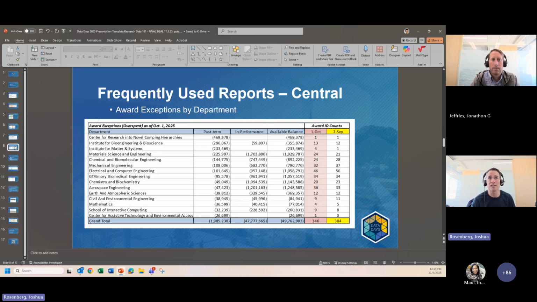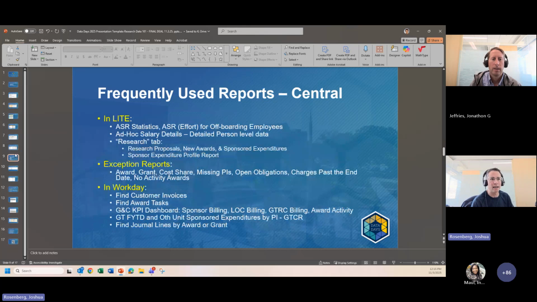The other thing I'm looking at is award ID counts over on the right. You can see it reads from right to left. September 2nd is in yellow and October 1 is in red. What I want to see is that the red column count is lower than the yellow column count, because that means that actions are being taken on these exception situations. I'll talk more about all of those in a little bit. But slide 9, this is the slide that Jonathon and I are going to tag team on. So I'm going to let him talk to you about those first couple reports in light.